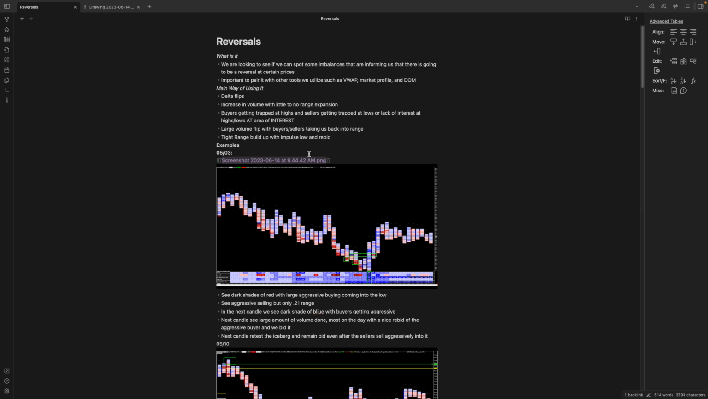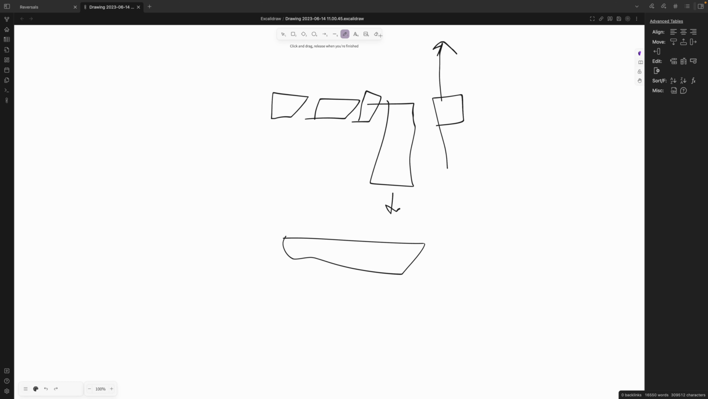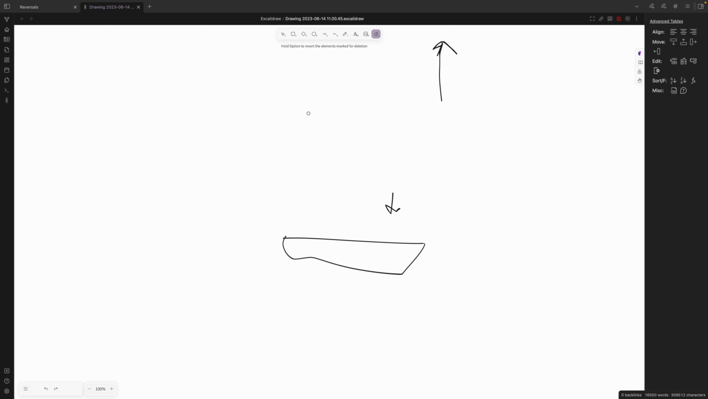And finally, a tight range build up with an impulse low and a rebid. I'm not going to draw that out because I already drew out the tight ranges. But impulse low / fake breakout. Now let's go ahead and jump on into the examples.